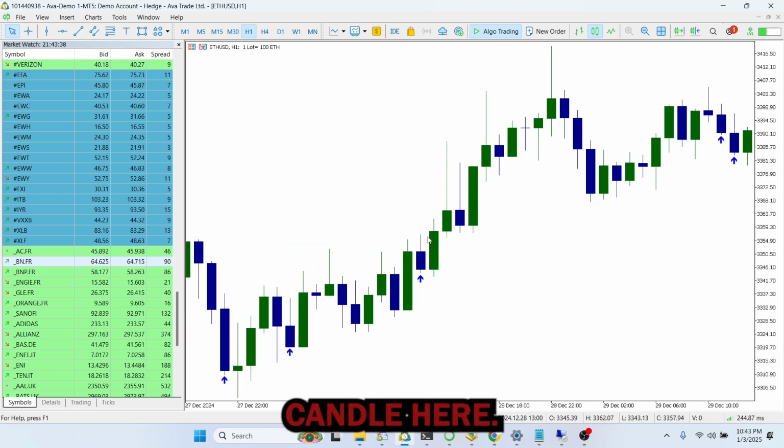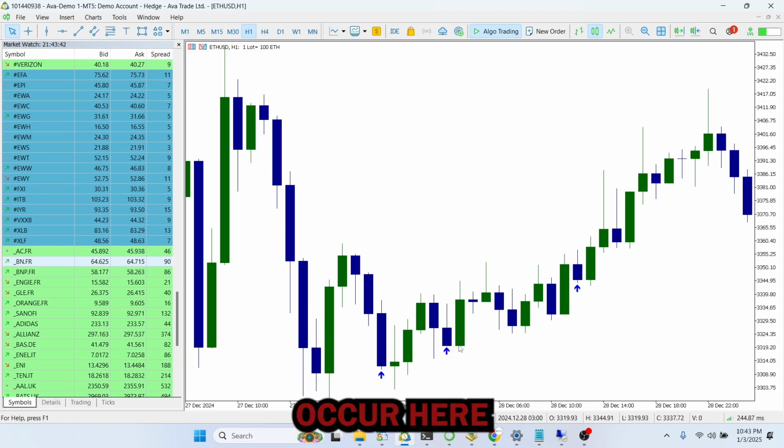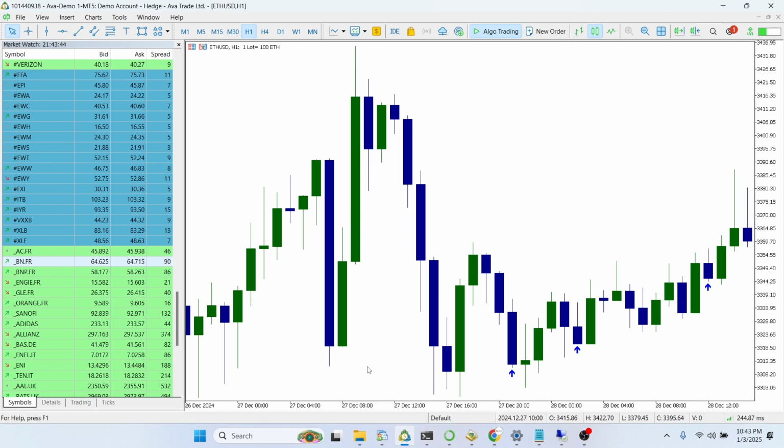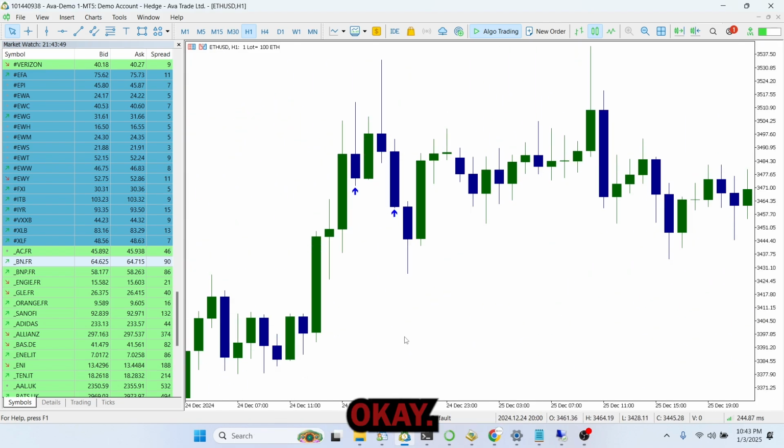We also had a bullish candle here where the pattern occurred. We had the pattern occur here and a bullish candle here. We had a pattern occur here and a bullish candle here. In this case, we had the pattern occur here and we had a bearish candle here. The pattern also occurred here and we had a bullish candle here.